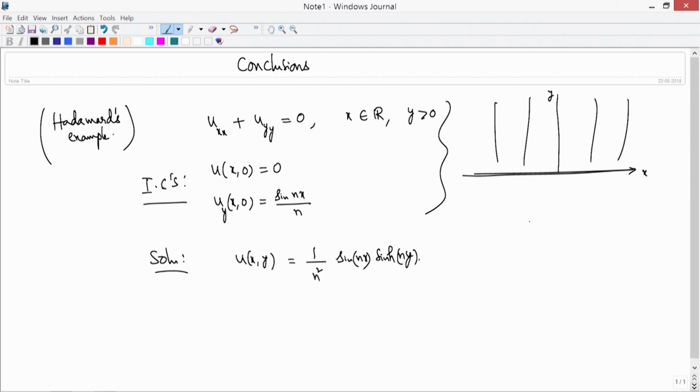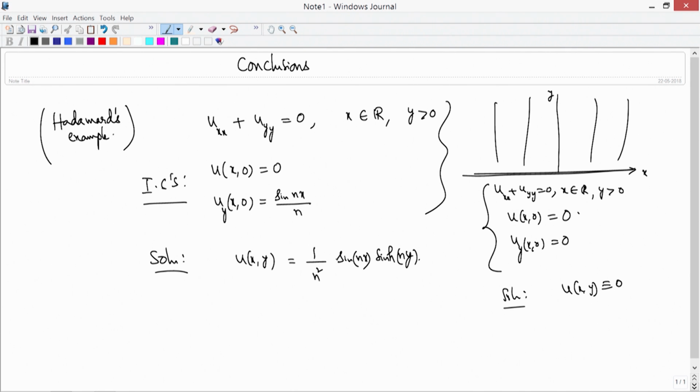For example, let us say u(x, 0) is 0, and u_y(x, 0) equal to 0. You take 0 conditions here. Let us take u_xx plus u_yy equal to 0, x belongs to R, y positive. So, this problem has a 0 solution. The solution here is 0, u(x, y) is identically 0.